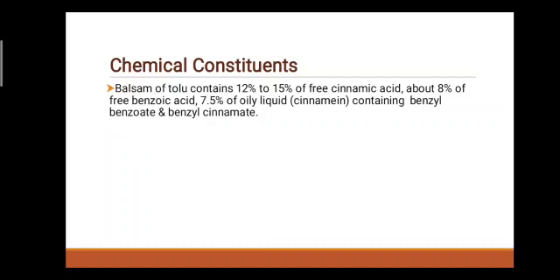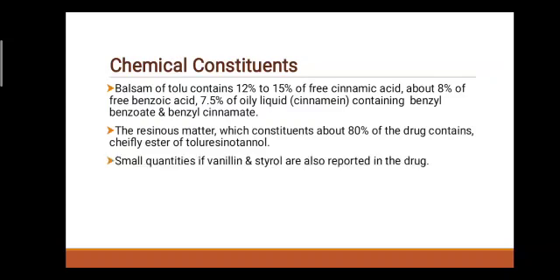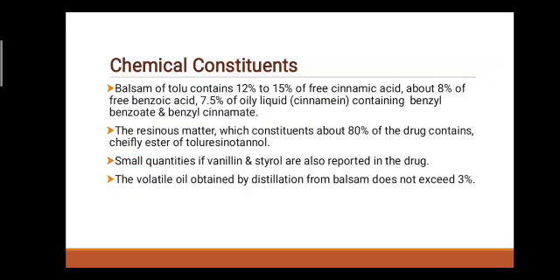Balsam of Tolu contains 12% to 15% of free cinnamic acid, about 8% of free benzoic acid, 7.5% of oily liquid, that is cinnamein, containing benzyl benzoate and benzyl cinnamate. The resinous matter, which constitutes about 80% of the drug, contains chiefly ester of toluresinotannol. Small quantities of vanillin and sterol are also reported in the drug. The volatile oil obtained by distillation from balsam does not exceed 3%. The Tolu oil is a yellow liquid with highly fragrant flavor.